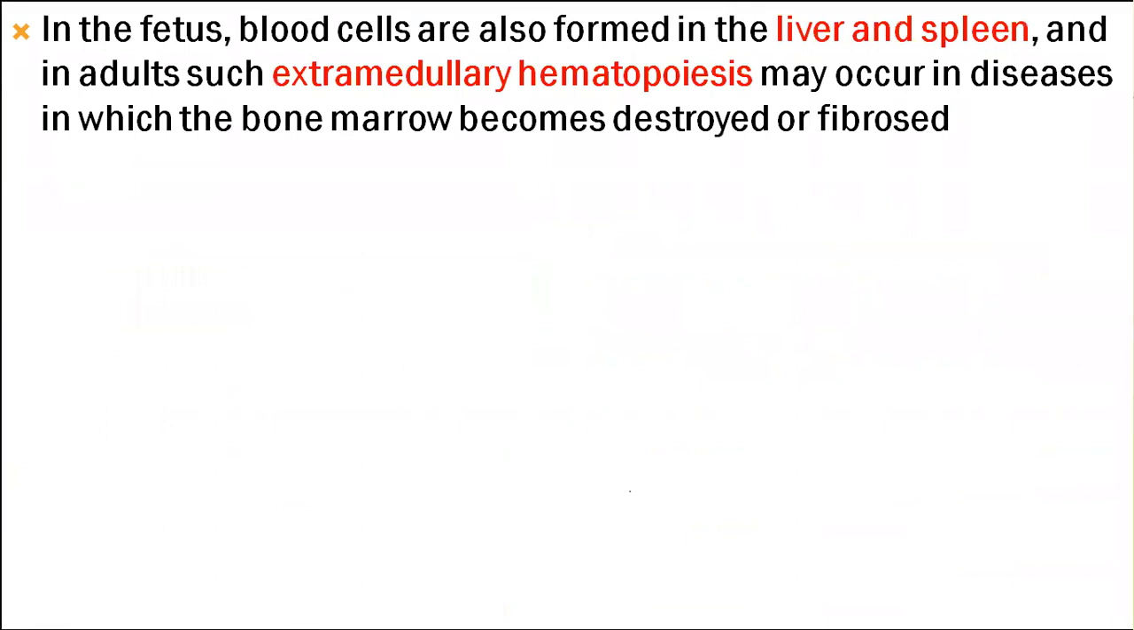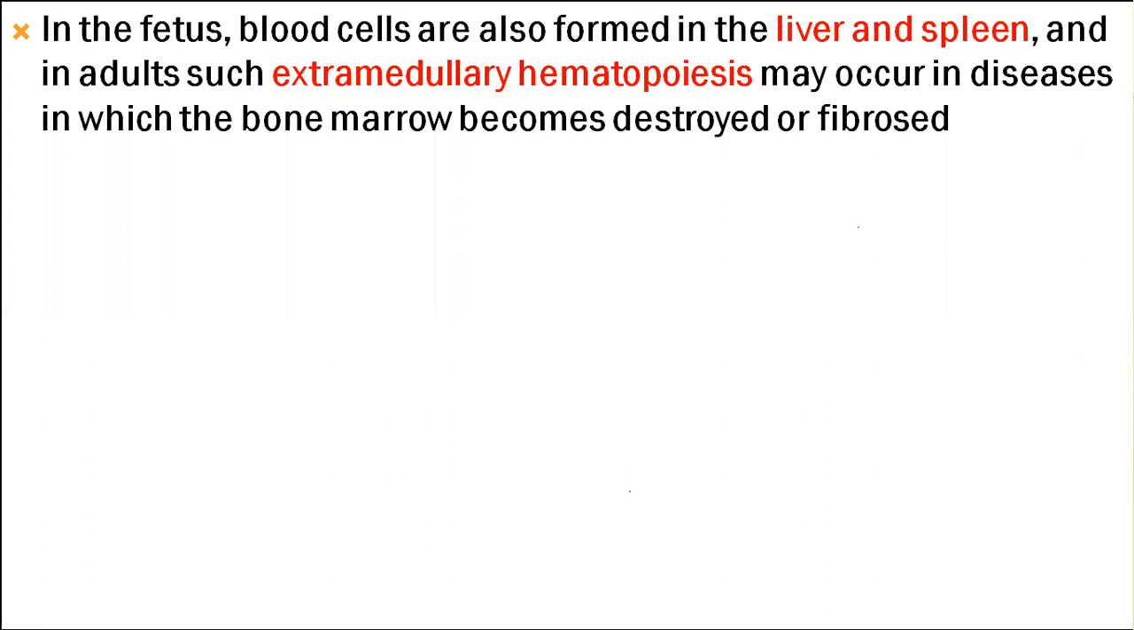Okay. So like I said, in the fetus, blood cells are also formed in the liver and the spleen. But in adults, you also have extramedullary hematopoiesis that may occur in disease. For instance, if you have a disease affecting the bone marrow to the extent that the bone marrow is destroyed or is fibrosed, this bone marrow is not capable of producing blood cells. So in this condition, you're going to have extramedullary hematopoiesis, meaning that the liver and the spleen will take up the production of blood cells in an adult.